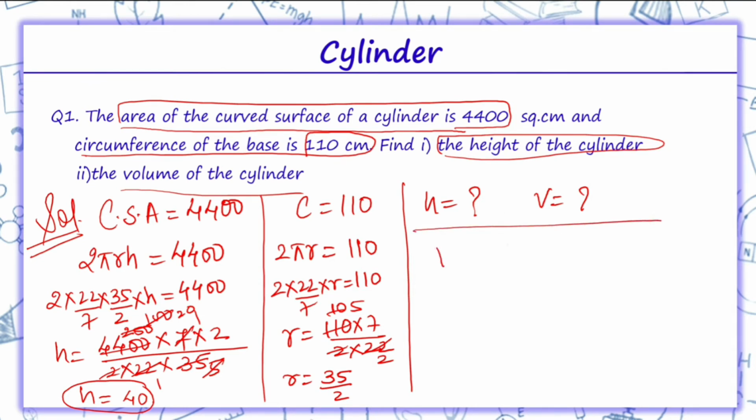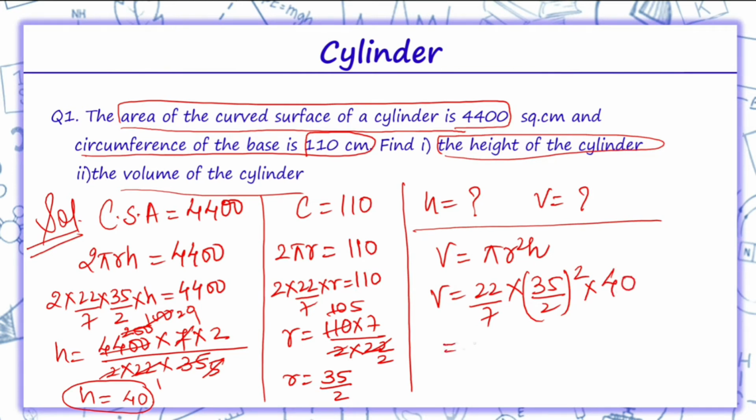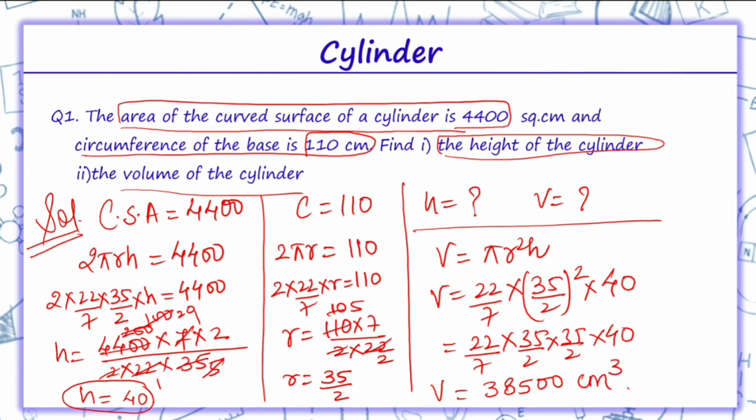Now coming on to the volume part, volume is equal to πr²h. Pi is 22/7, r is 35/2 squared, into h is 40. So this is equal to 22/7 × 35/2 × 35/2 × 40. On multiplication, the answer comes to be 38,500 centimeter cube. Volume is always measured in cube, so its unit will be centimeter cube.